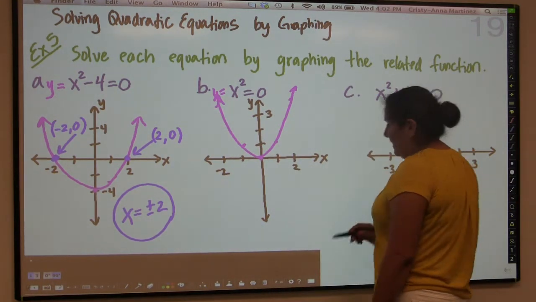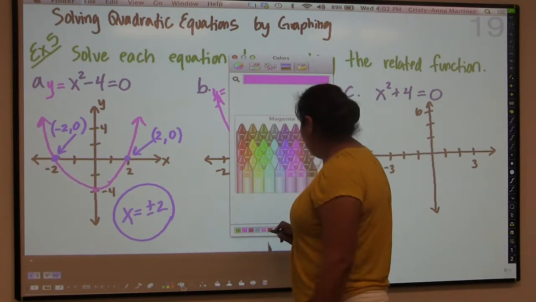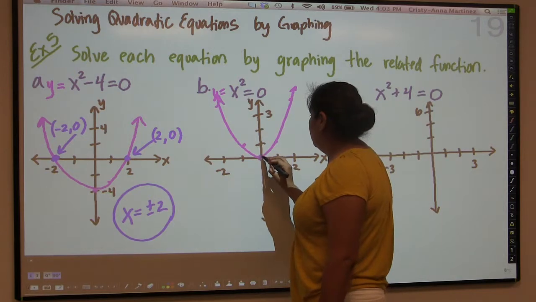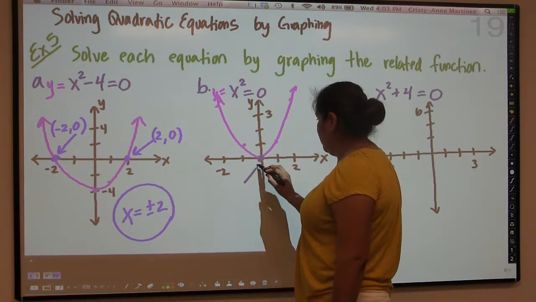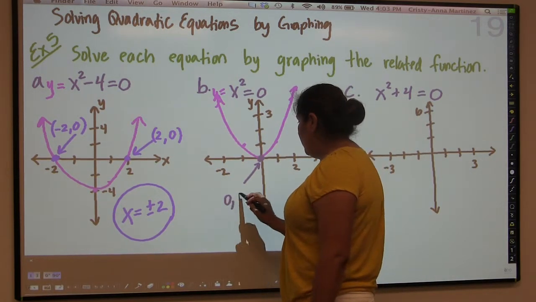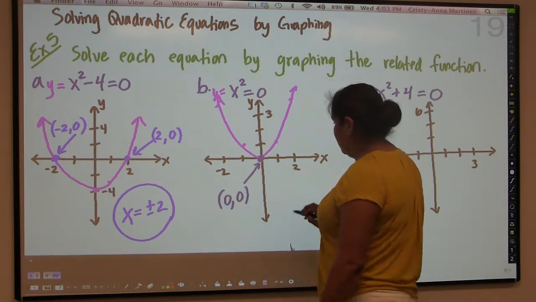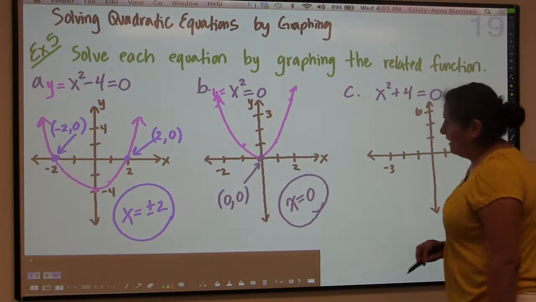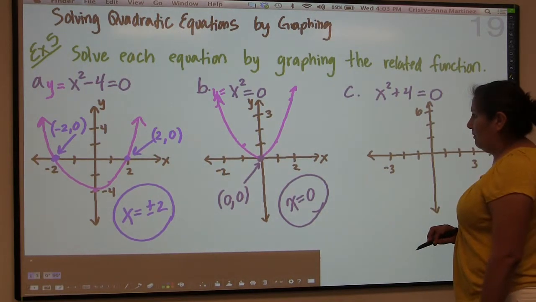And again, in this case, the only time when you get 0 is right here. Okay, so right there you have the x-coordinate is 0 and the y-coordinate is 0. So my answer would be x equal 0 for part B. That's the only time that you get the parabola equal 0.